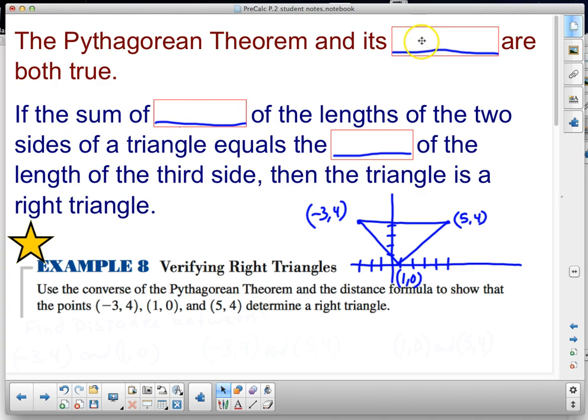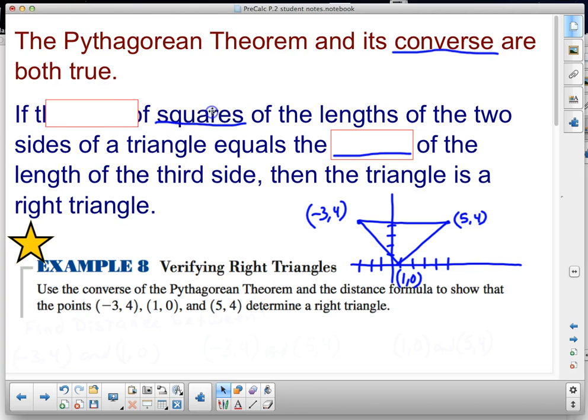The Pythagorean theorem and its converse are both true. If the sum of the squares of the lengths of two sides of a triangle equals the square of the length of the third side, then the triangle is a right triangle. End of story.